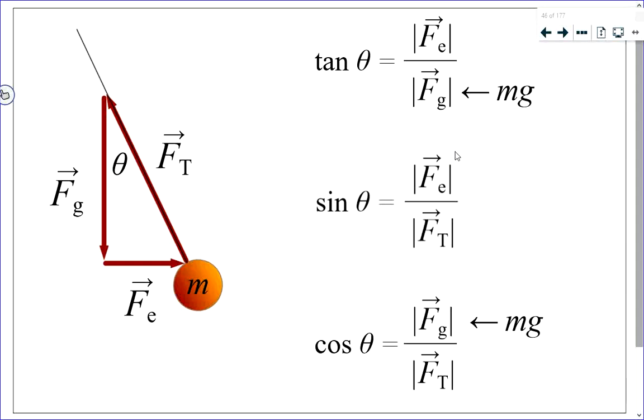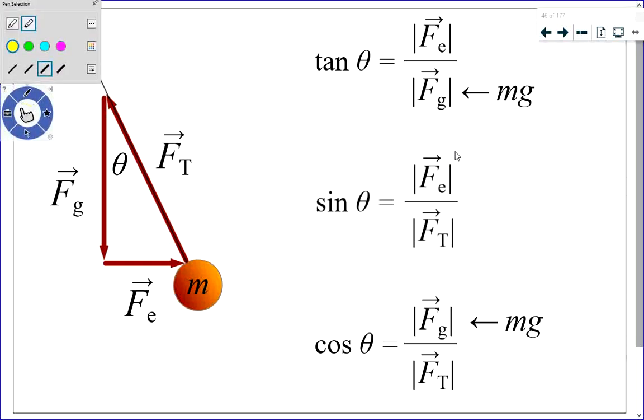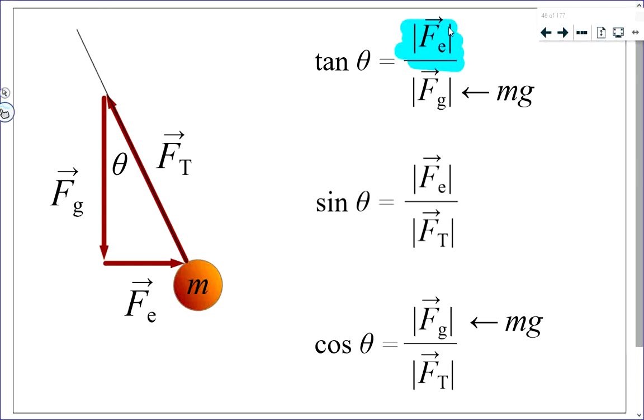Well, if you know the mass, you can calculate the gravitational force. If you know the gravitational force and the angle, then it's pretty easy to use this relationship here to find the electric force. On the other hand, maybe you're asked to determine the tension in the string.